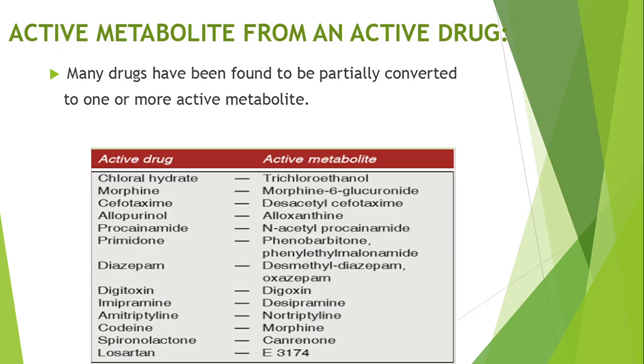Primidone is the active drug, active metabolite phenobarbital, phenylethylmalonamide. Diazepam is the active drug, active metabolite is desmethyldiazepam, oxazepam. Digitoxin is the active drug, active metabolite digoxin. Imipramine is the active drug and active metabolite desipramine. Amitriptyline is the active drug and active metabolite nortriptyline. Codeine is the active drug and active metabolite is morphine. Spironolactone is the active drug and active metabolite is canrenone. Losartan is the active drug and active metabolite of losartan is E3174. So these are some examples of active metabolites from active drugs.